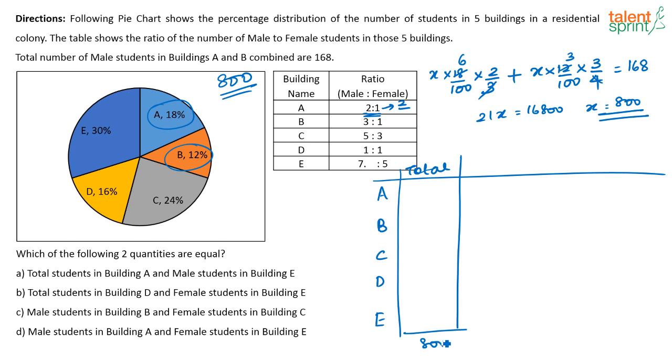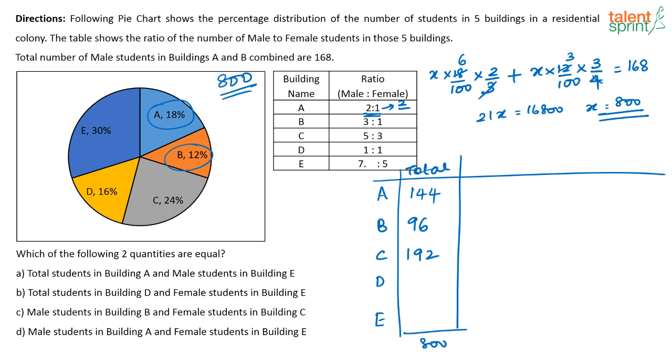Totally there are 800 people, and 18% of 800 are in building A. So how many people are there in building A? 800 into 18 by 100. What is 18 into 8? 144. So 144 people are there in building A. How many people are there in building B? 12% of 800, which is nothing but 96. 12 8s are 96. Again, how many people are there in building C? 24% of 800, that is 24 into 8, which is 192.